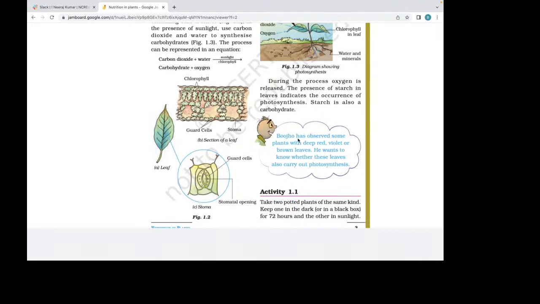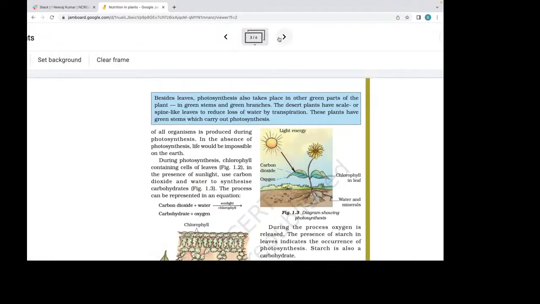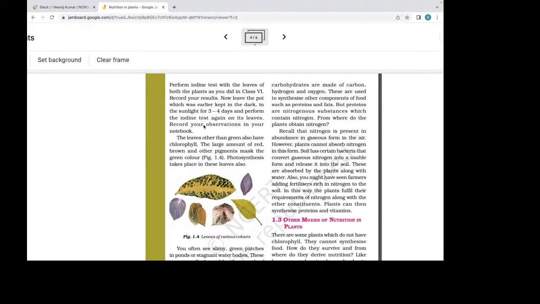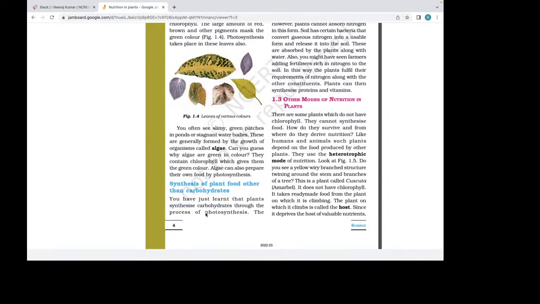Okay, now Bojo has observed some plants with deep red, violet and brown leaves. He wants to know whether these leaves also carry out photosynthesis. Okay, that is very curious of Bojo. So let's figure that out. So this is an activity.